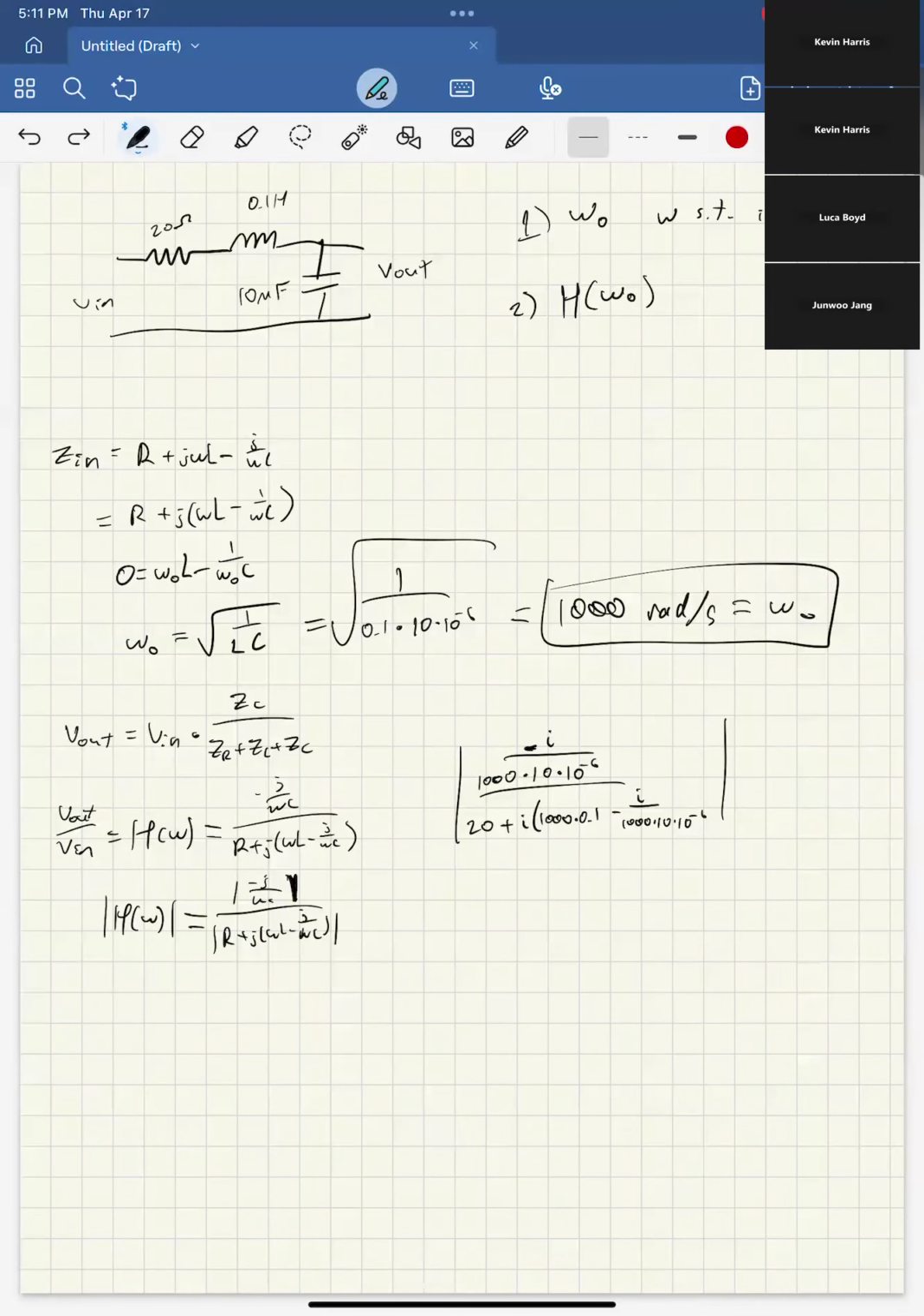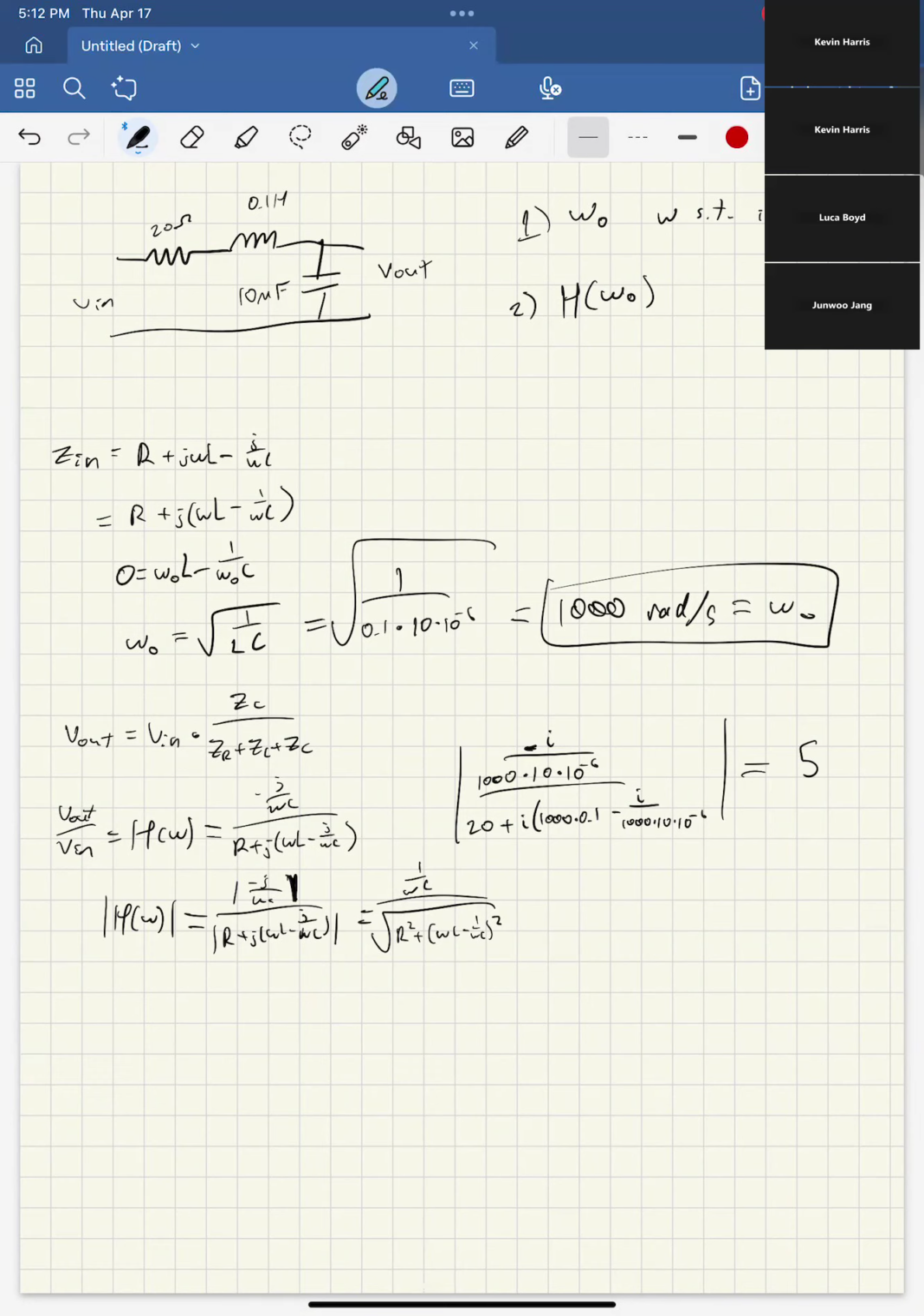Anyway, for this part, you can plug this into your calculator and you will get a number. And I think it's like 5. However, you can also do a little bit of math to simplify it if you don't have a good calculator. So this would be 1 over omega C just on the top, and then on the bottom you'd have the square root of R squared plus (omega L minus 1 over omega C) squared, which is not the nicest thing to look at.